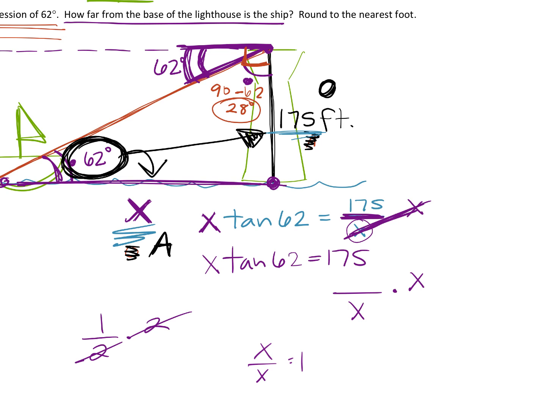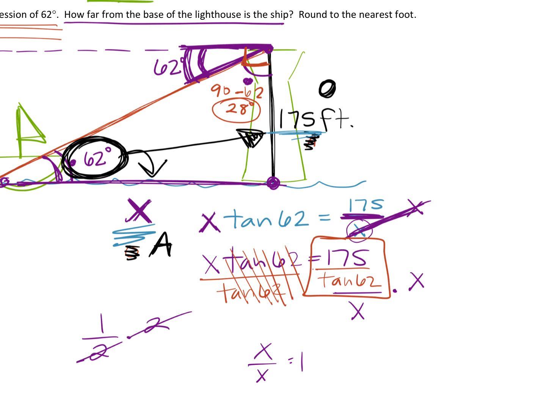Truett, are you with me on that? Yes. Okay. So then your last step is divide by tan 62 and divide by tan 62. This is 1, right? Tan 62 divided by tan 62. This is what you would plug into your calculator. 175 divided by tan 62.